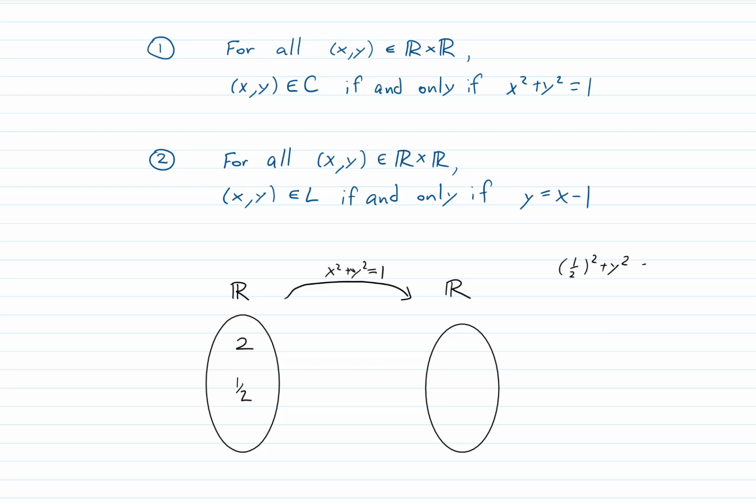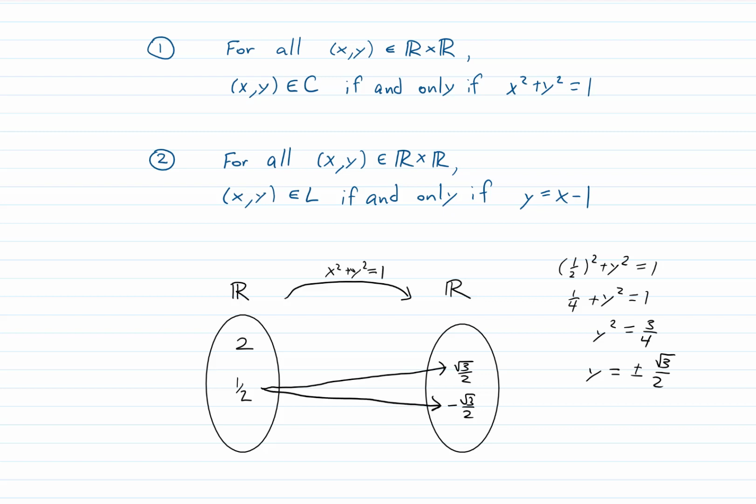plus y squared needs to equal 1 then, so that means 1/4 plus y squared would be 1, which means y squared would be 3/4. So what would y be? Plus or minus √3/2. So you have over here √3/2, and you also have minus √3/2. And 1/2 is related to both of those by this relation. So that's another reason why this is not a function. Okay, so the first one, C, is a relation, but it's not a function.